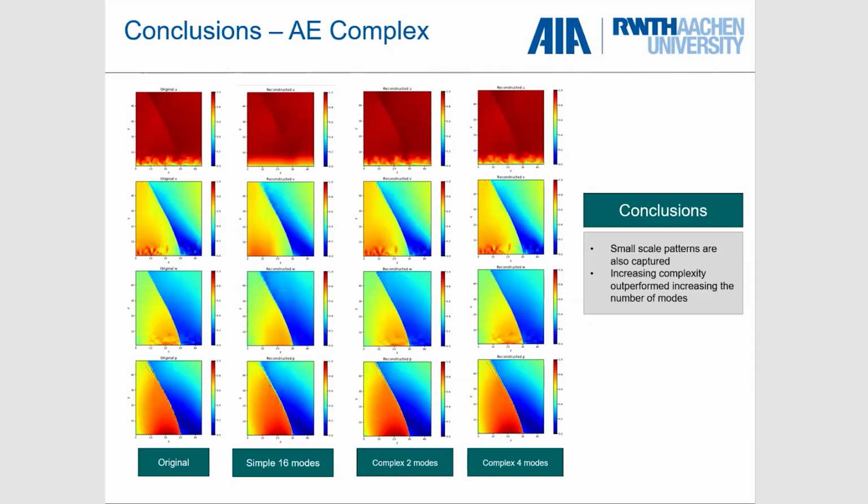And we can conclude that the complex architecture with the lower number of modes is already outperforming the simple architecture with the higher number of modes. So increasing the complexity is a better way to go than increasing the number of modes in a simple architecture.